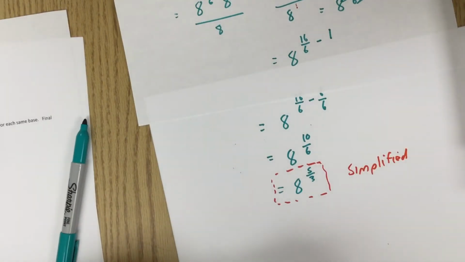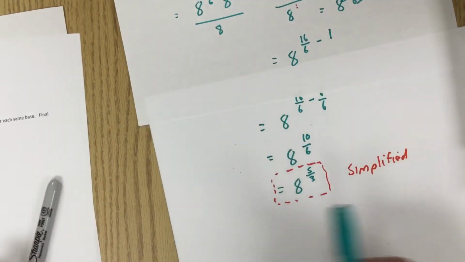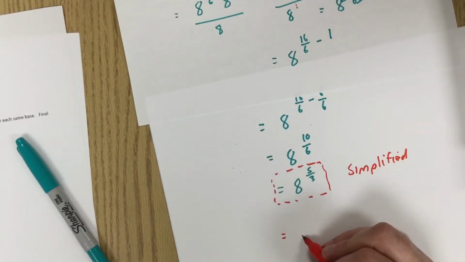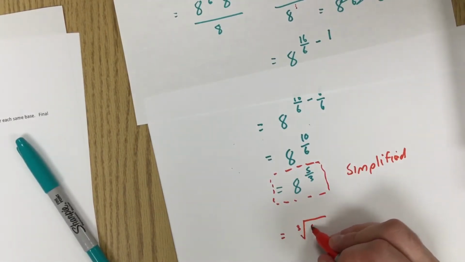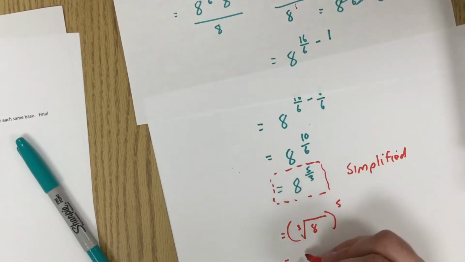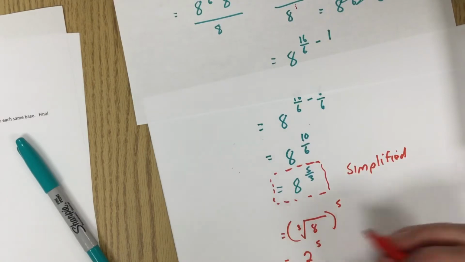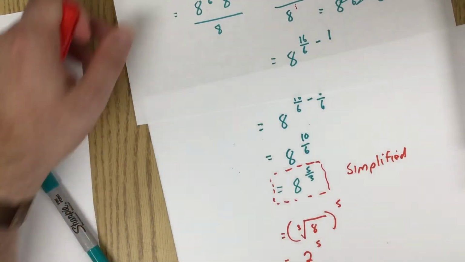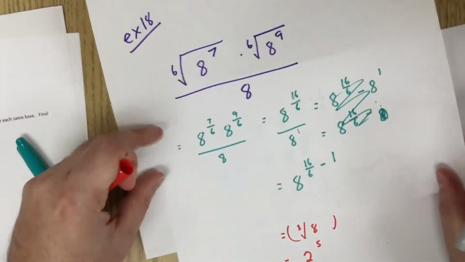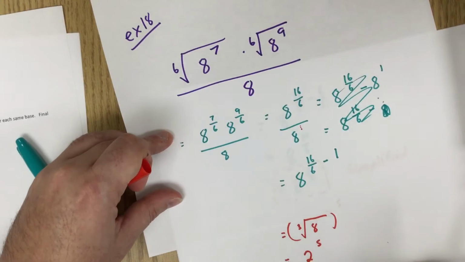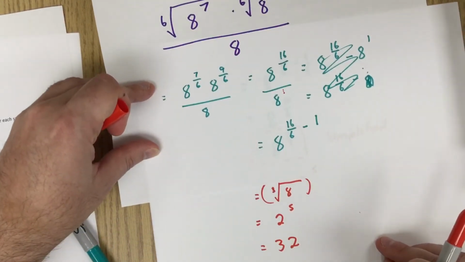Now we're going to evaluate it. To evaluate it, I'm going to turn it into radical notation. So that's going to be the cube root of 8 to the 5. The cube root of 8 is 2, so 2 to the 5, and 2 to the 5 is 32. So the sixth root of 8 to the 7 times the sixth root of 8 to the 9, divided by 8, is equal to 32.